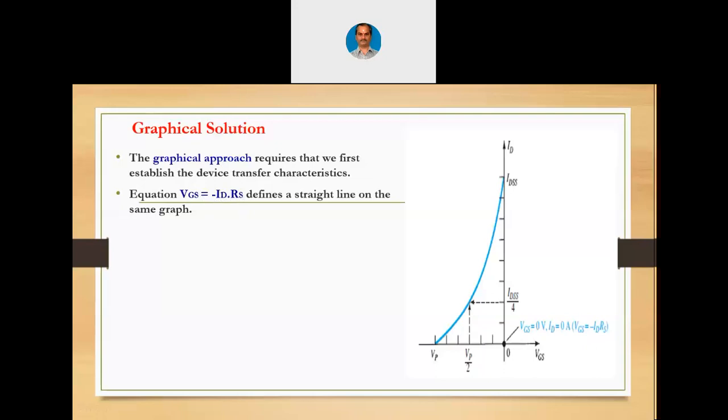So the first point is the origin itself. Why? When ID is 0, VGS is 0. So we can immediately find 1 point for the straight line. We need another point now. See, 1 point already is there. VGS is 0 volts, ID is 0, because VGS is minus of ID into RS. When you substitute ID equals 0, you will get VGS 0. We got 1 point. That means the straight line which we are going to mark is going to pass through the origin.